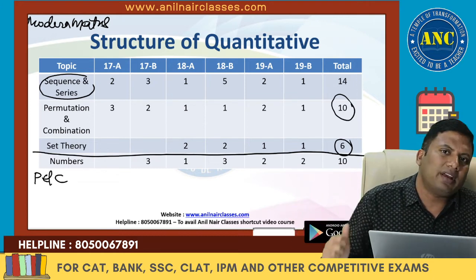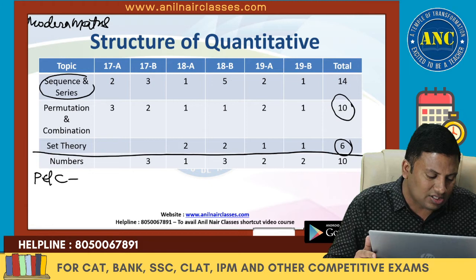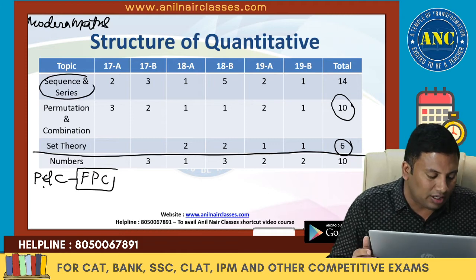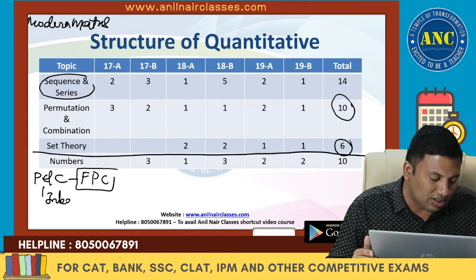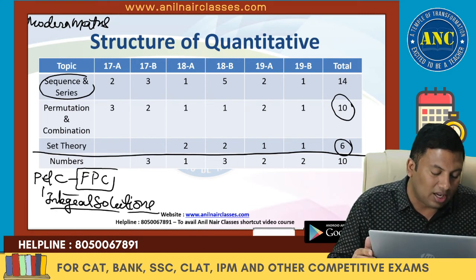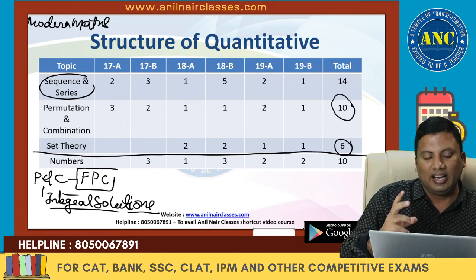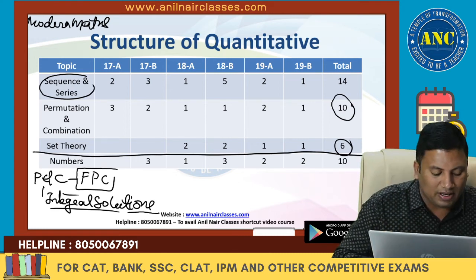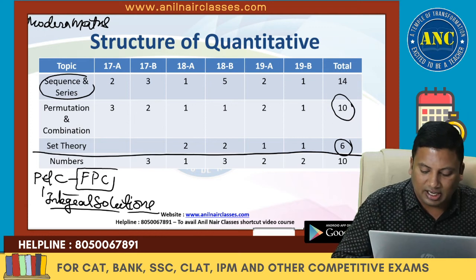I am observing CAT papers from the last 15 years. Almost all the questions are from fundamental principle of counting, or if not, the questions are based on the integral solutions. Focus more on solving a variety of problems based on number related, alphabets related, arrangement based, selection based, dearrangement based questions, as well as integral solutions.